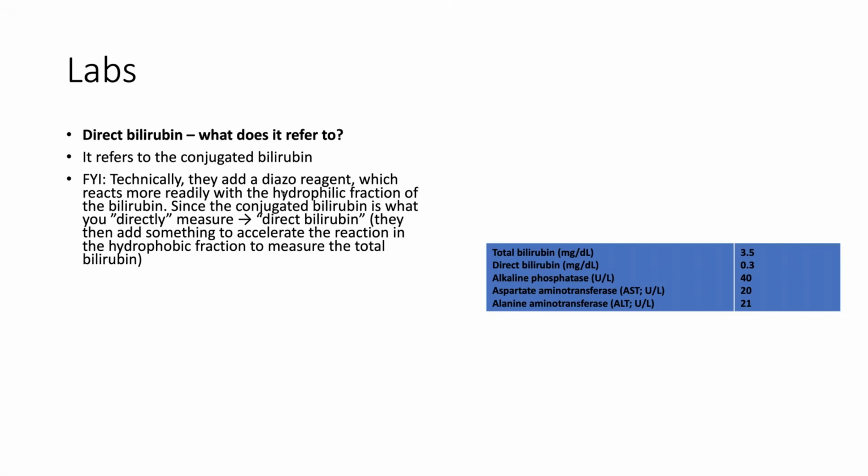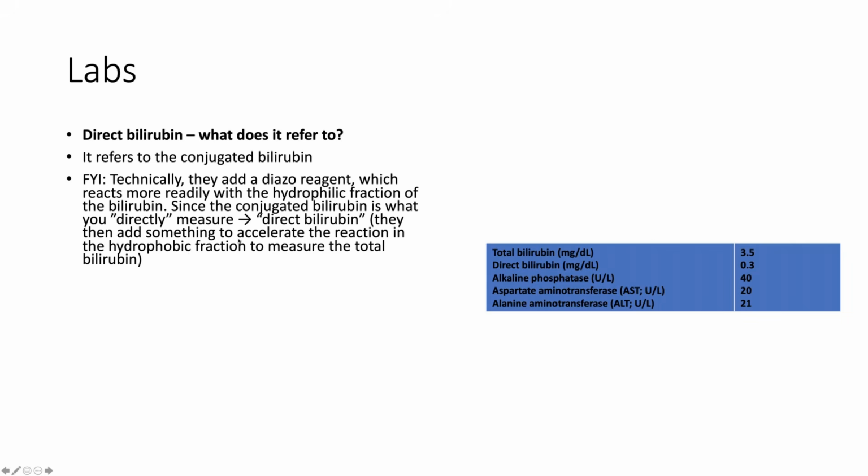So it's going to split like oil and water. The diazo reagent happens to be more hydrophilic, so it's going to go to the hydrophilic part, which is the direct bilirubin, right? Because the whole point of conjugating it is to make it water soluble. So it goes to the water portion of it, reacts with it, and makes it colored.